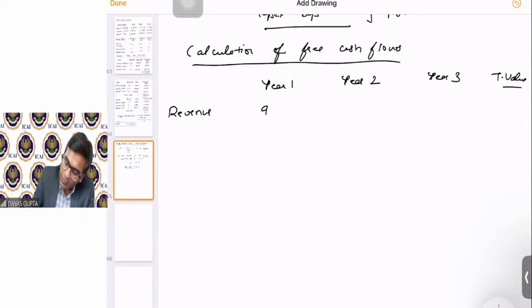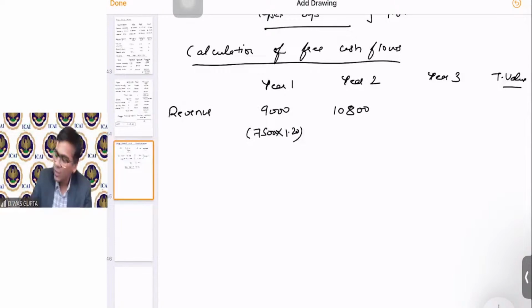So that means year 1, it will become 9,000 into 1.20. Okay. Then 9,000 will become another 20%, which is 10,800. Correct? And year 3 again, it will grow by another 20%. So it will become 12,960. Right? And terminal year, it will grow by 8%. So it will become 13,996.80. Clear, students? Revenue is clear.